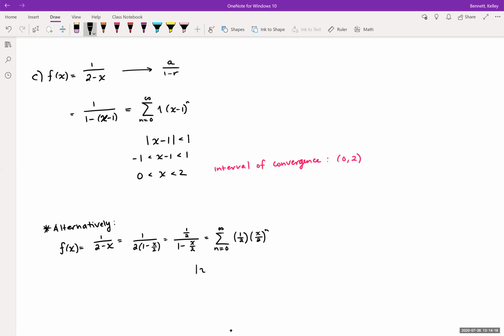Then I have that x over 2 has to be less than 1 in absolute value, and then I get -1 less than x over 2 less than +1. So then I get -2 less than x less than 2. So what is the difference?